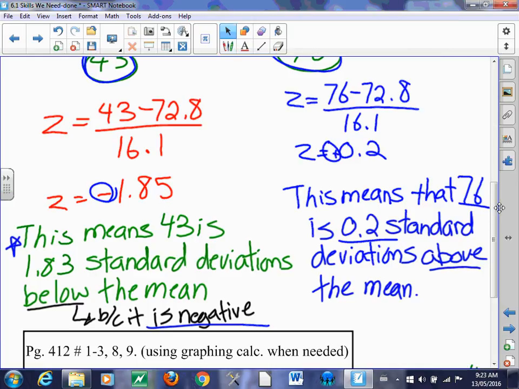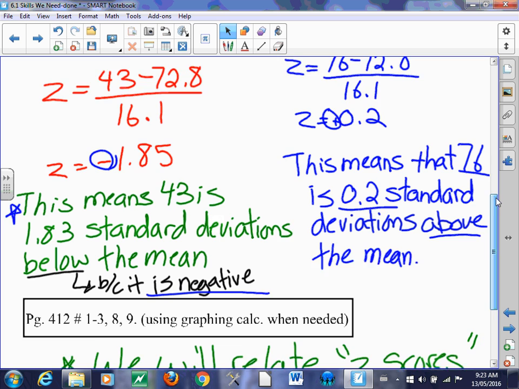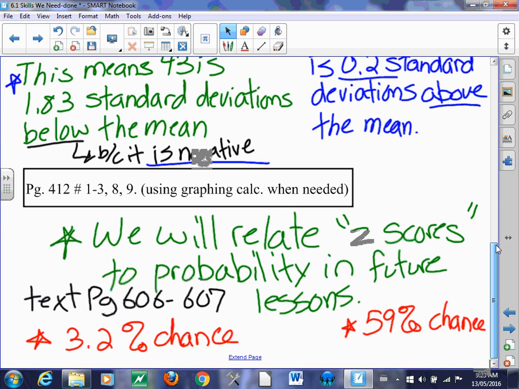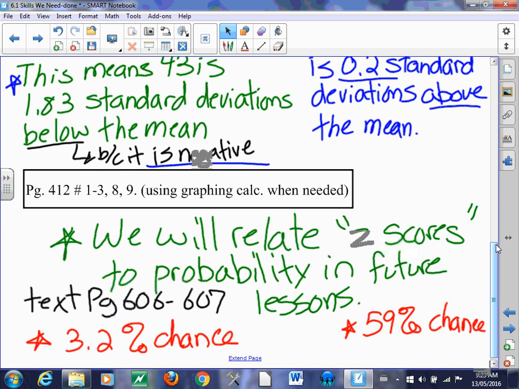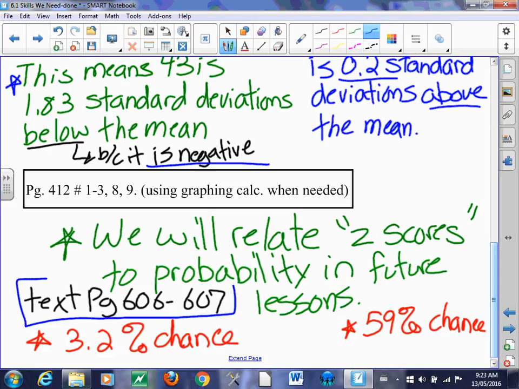We're almost done, and the thing I want you to write down here is that we will relate Z-scores to probability in future lessons. If you want a sneak peek, take a look at pages 606 and 607 in your textbook. I will provide you this sheet on your next unit test, as well as on your final exam.